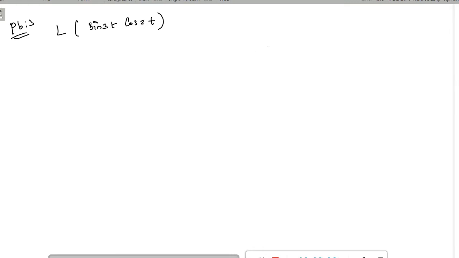So we know that sin a cos b equals 1 by 2 times sin(a plus b) plus sin(a minus b). So by using this formula, you can write a product of two trigonometric functions as a sum of two trigonometric functions. From that, by using the linear property, you can easily find the Laplace transform. So that's why I am going to apply this formula.